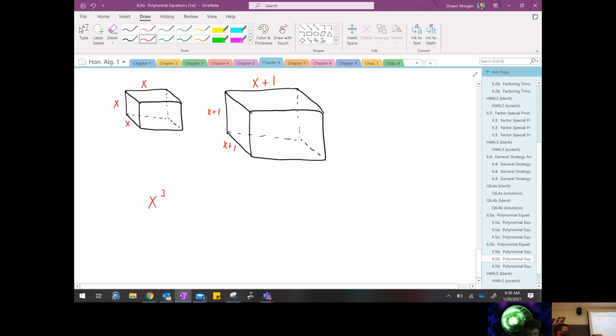No, you don't just cube the x and cube the 1. It is a FOIL problem. x plus 1 times x plus 1 times x plus 1. Now, do those two volumes equal each other, or what did I say there was a discrepancy of? 61. So I can either subtract 61 from the big one or add 61 to the little one, and now we've got ourselves an equation.